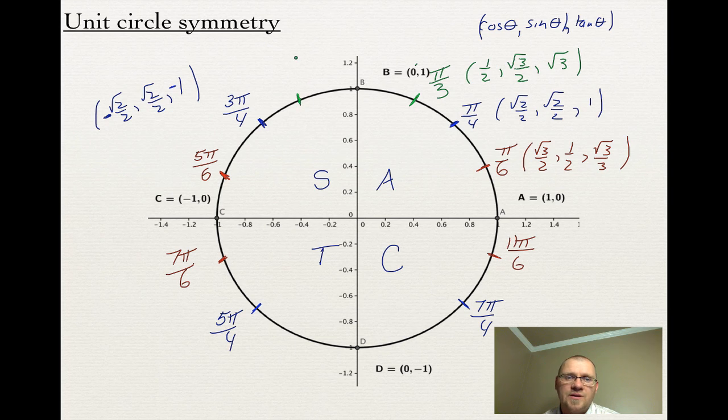Over here would be 2 pi over 3. Same coordinates, different signs. Down here, this is pi over 3, 2 pi over 3, 3 pi over 3. This would be 4 pi over 3, and then 5 pi over 3. Same coordinates, different sign on the coordinates. So that's what we mean by unit circle symmetry. If the denominators are the same, they have the same coordinates, just different signs.